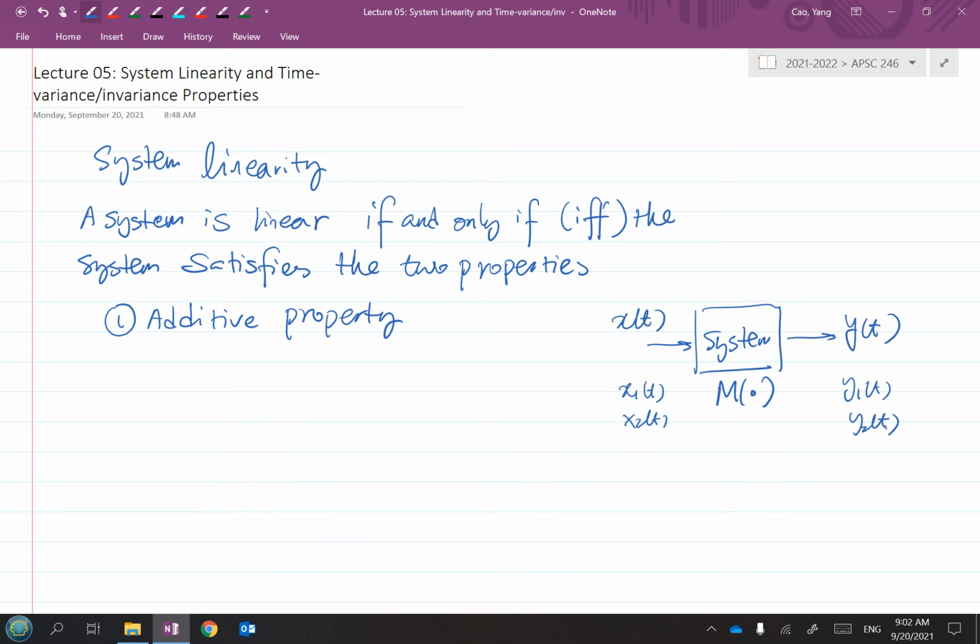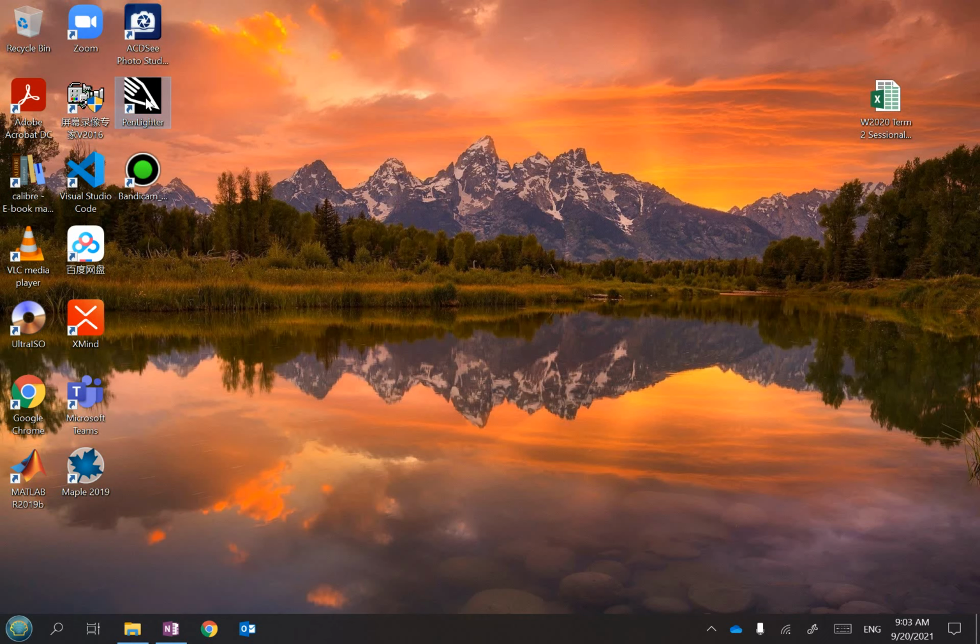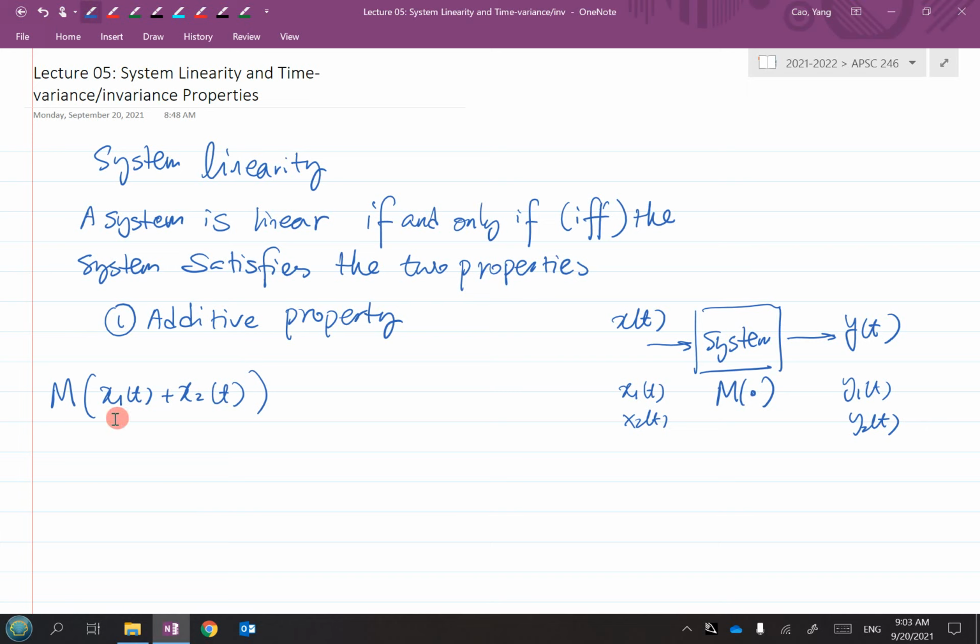The additive property says, if you give the system an input of x1 of t plus x2 of t, so this is your input here, the additive property mandates that the output should be equivalent to the addition of the system outputs when the input is separately given as x1 of t and x2 of t. So that's the additive property.